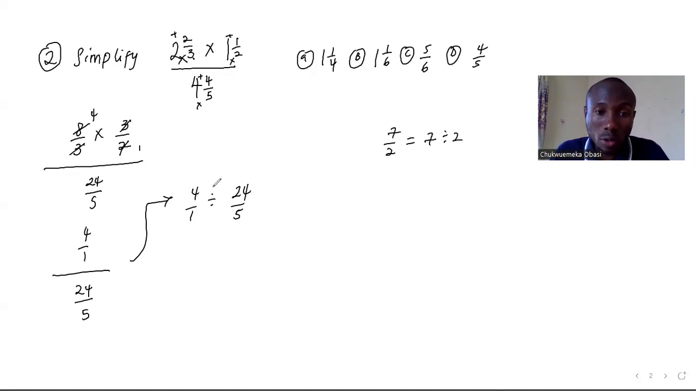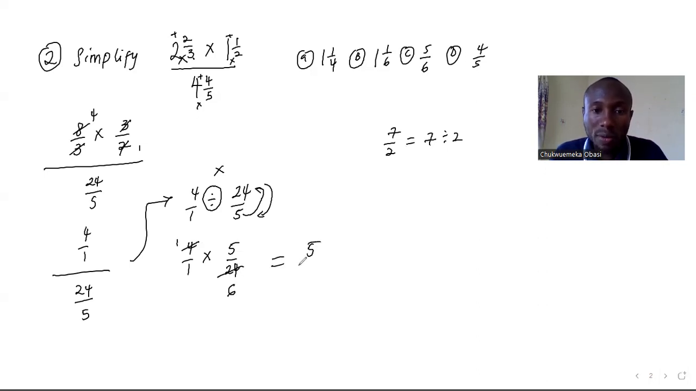Yeah, so the next thing you want to do, you change division to multiplication. So you have 4 over 1 times 5 over 24. Whenever you change division to multiplication, these numbers are going to change their position as well. So you now have 5 over 24. So now you see that 4 can divide 24. So 4 here is 1, and 4 in 24 is 6. So our final result is 5 over 6. And that's option C. So let us move to the next question.